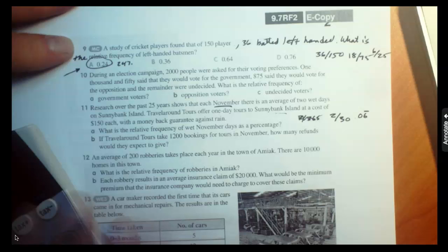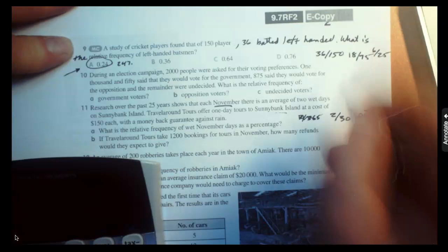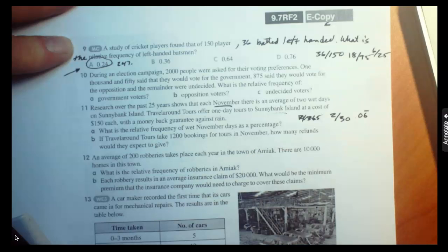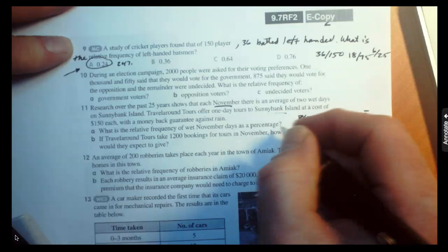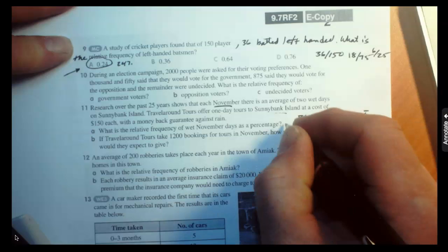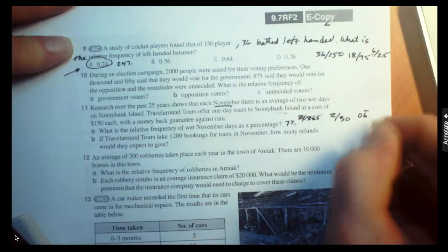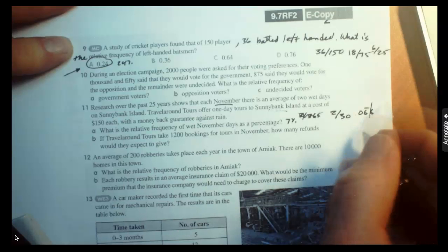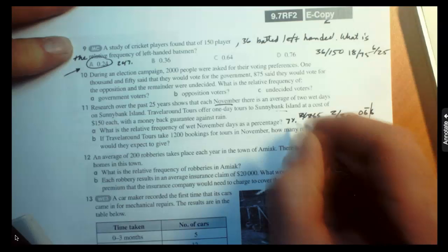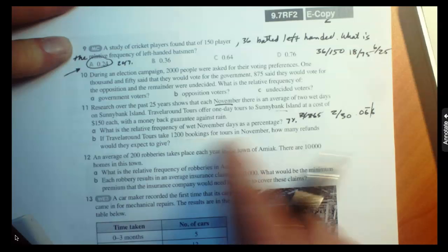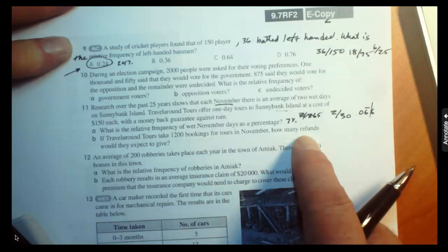So it depends upon how you want to handle that. We can round that up. See if they ask us, they tell us what to do here. Now, what's the relative frequency of wet November days as a percentage? We could probably just say that this is 7%. I guess I would round that up because we would look at that as 0.07. We would round that given our rounding rules. So 7%. If Travel Around takes 1,200 bookings for tours in November, how many refunds would they be expected to give?